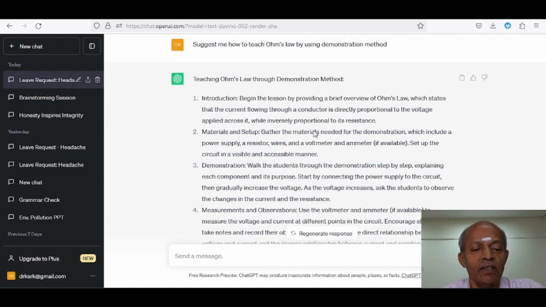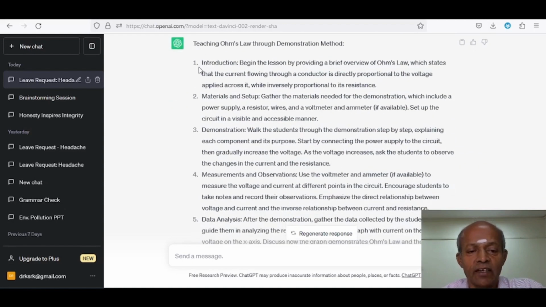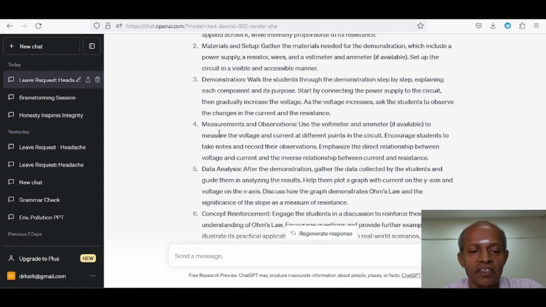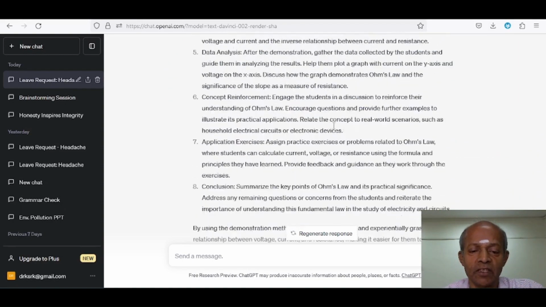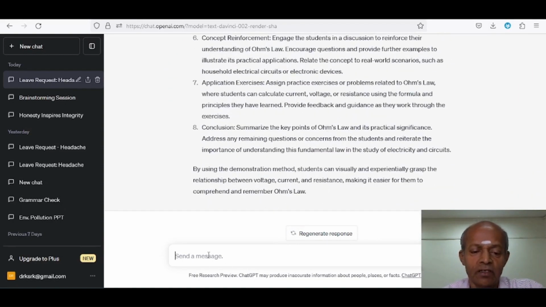Now let us see what ChatGPT has given: the introduction, the materials, the demonstration, the measurement and the data analysis. So it has given how to teach Ohm's law using the demonstration method. The same topic, if you want to teach using the project method, suggest me how to teach the same topic using project method.